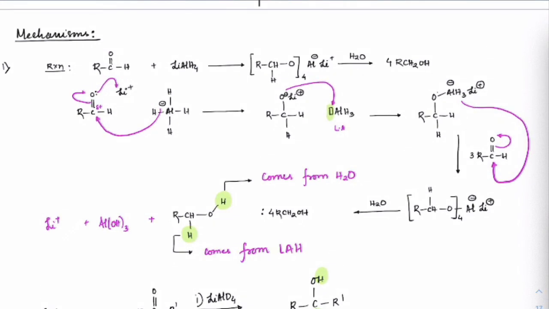Exactly the same mechanism is replicated for sodium boron hydride also. In the same way, NaBH4 will also have 4 molecules of B minus, Na plus, and it will give 4 moles of RCH2OH. Okay, so even in the case of sodium boron hydride, you will see the same mechanism happening.